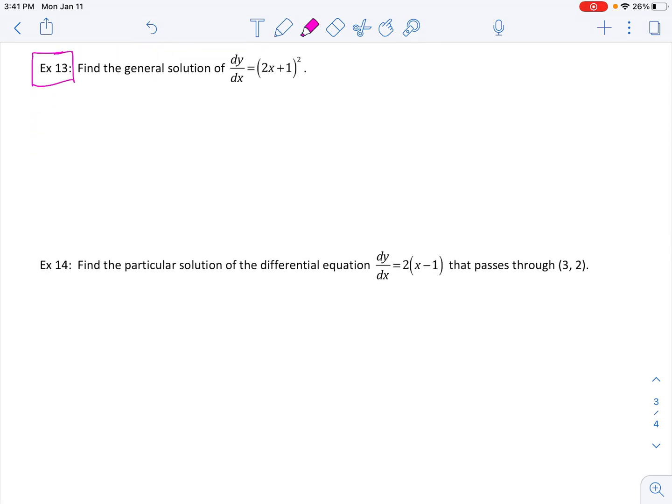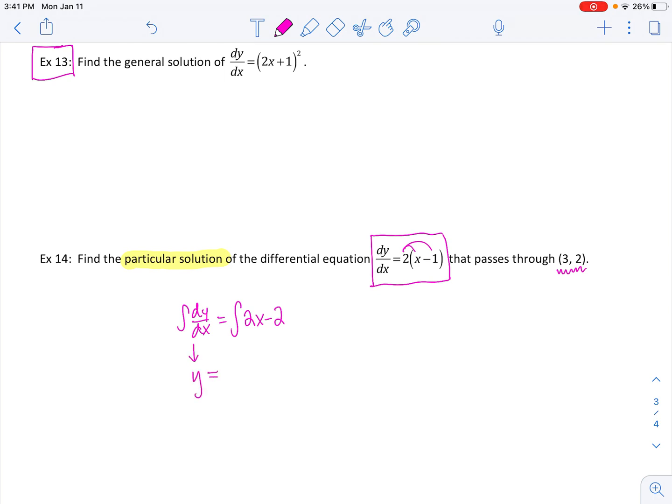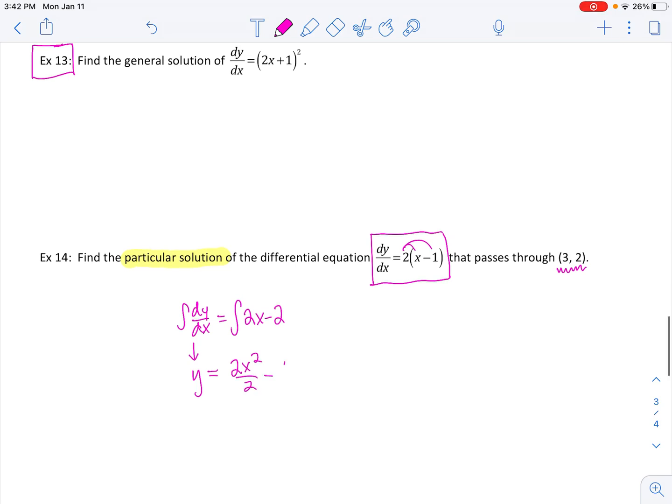Example 14, which is our last of the day, changes the phrase a little bit. This says to find a particular solution. So that changes the game up a little bit. We still have a differential equation given to us, dy dx equals 2 times x minus 1, but it gives us a point that the equation passes through, and here's how we make use of that point. We're going to integrate the left side. In order to integrate, I'm actually going to make the right side 2x minus 2, and I'm going to integrate that as well. Integrating the left side just gives us y equals, and integrating the right side gives us 2x squared over 2, applying the power rule, minus 2x, and then plus c.